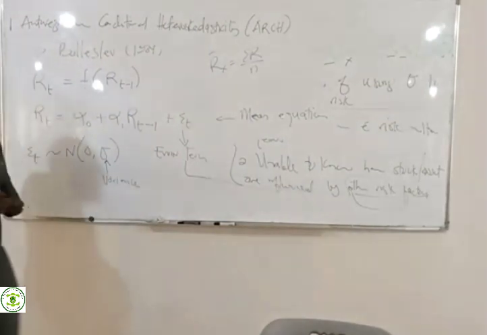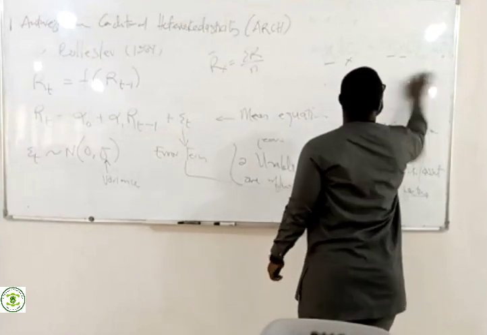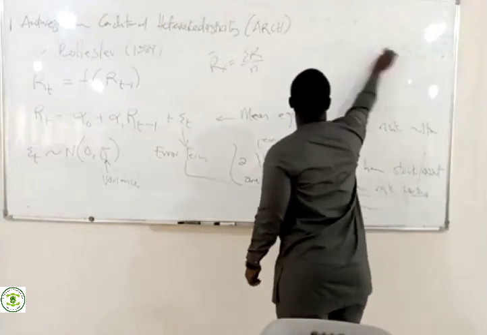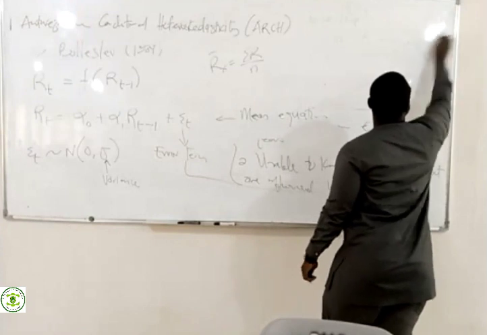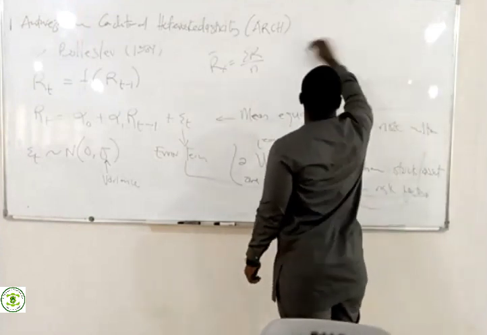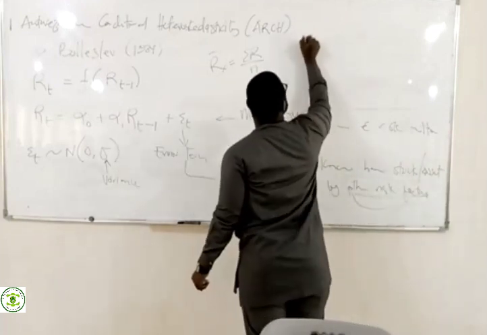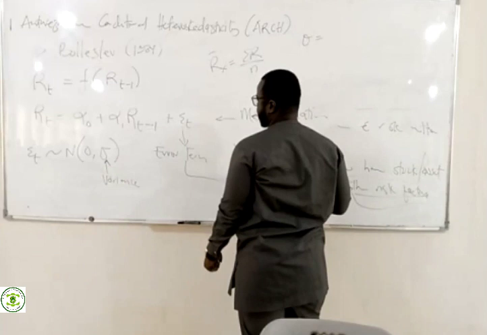This is the variance that you are looking at. And that variance equation will now represent our risk equation for the portfolio. Are we together?